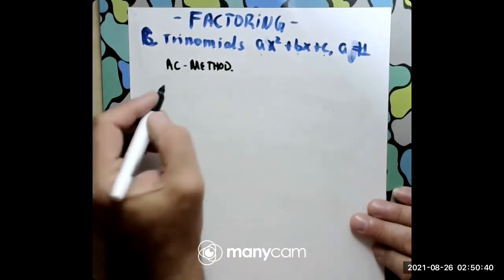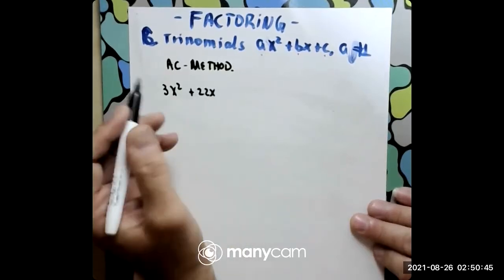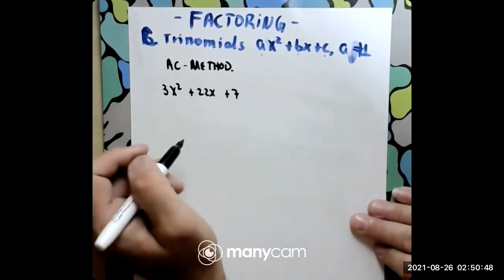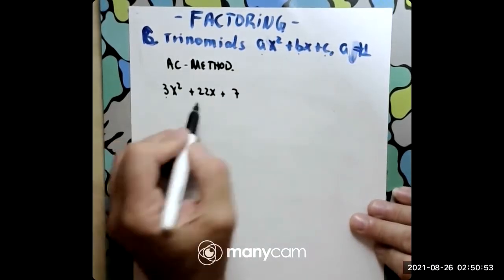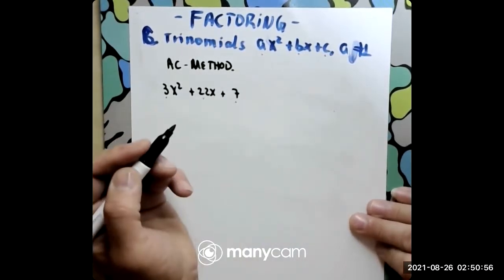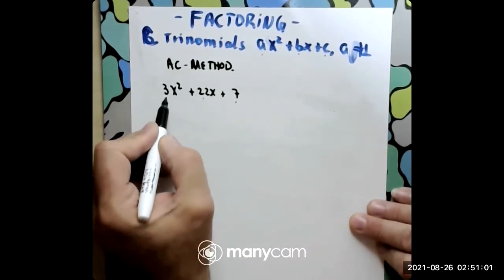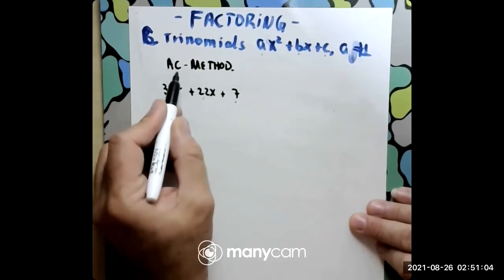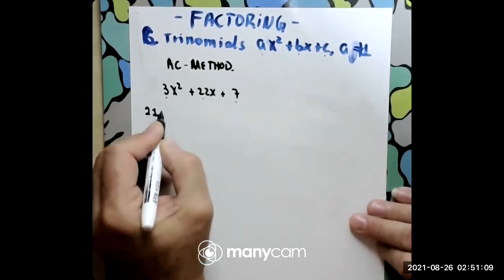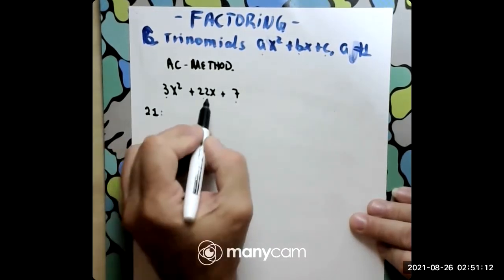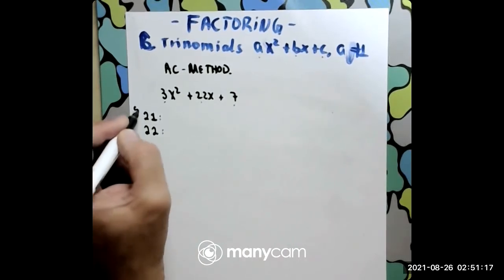So let's go ahead and do an example. I have 3x squared plus 22x plus 7. I think I chose one too simple. So anyway, let's see what we have here. A is 3, B is 22, C is 7. So the first thing you're going to do is multiply A times C. So always multiply A times C. It's what is called the AC. 3 times 7, 21. And what is the middle number? 22. Okay, so this is A times C.